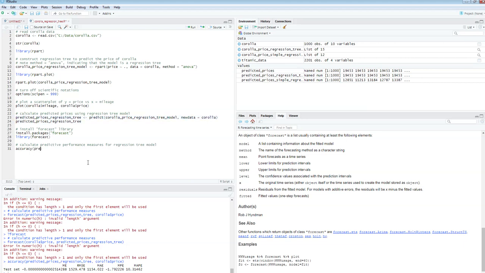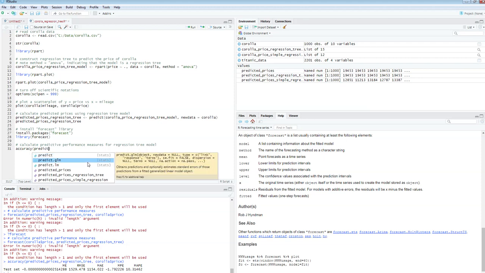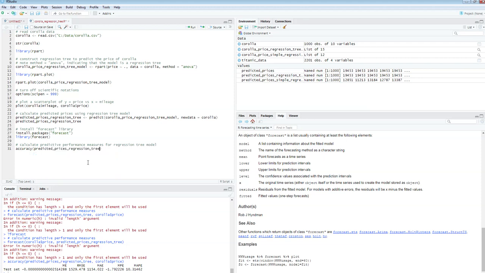First is the name of my variable that has predictions, so predicted prices for the regression tree. And the second, what are the actual prices? The actual prices are sitting in the data set Corolla, so therefore we have to say Corolla$price. So I'm sending this function two parameters: which prices are predicted and which prices are the actual.